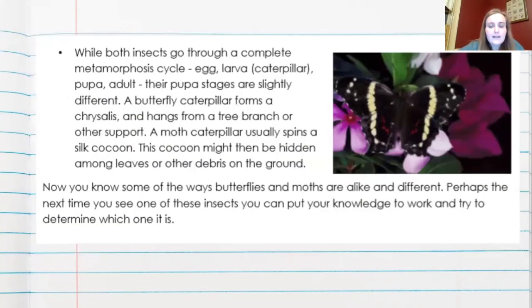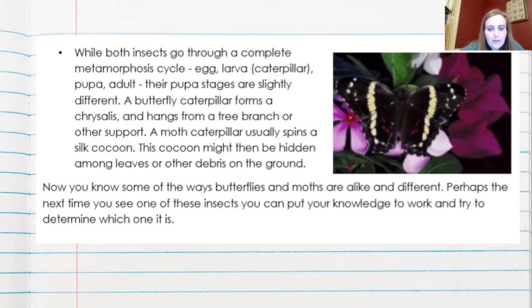While both insects go through a complete metamorphosis cycle, egg, larvae or caterpillar, pupa, adult, their pupa stages are slightly different. A butterfly caterpillar forms a chrysalis and hangs from a tree branch or other support. A moth caterpillar usually spins a silk cocoon. This cocoon might be hidden among leaves or other debris on the ground.